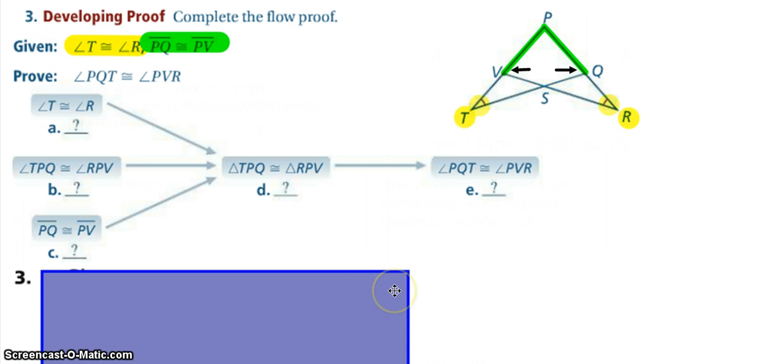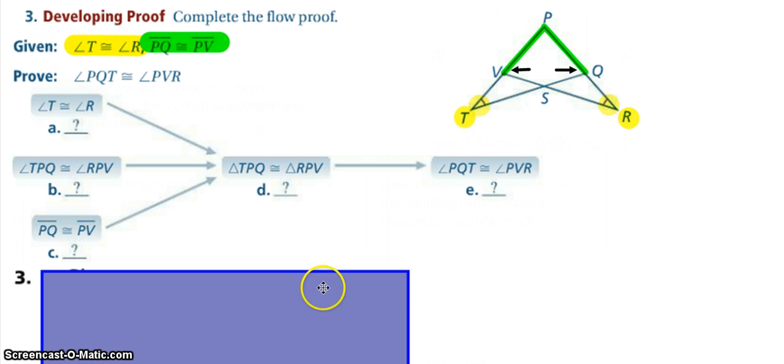So when we start looking at this flow proof, we see that my angle T is congruent to my angle R. I know that PV is congruent to PQ, and I'm trying to prove that PQT, this angle right in here, and PVR, this angle right here, are congruent to each other.